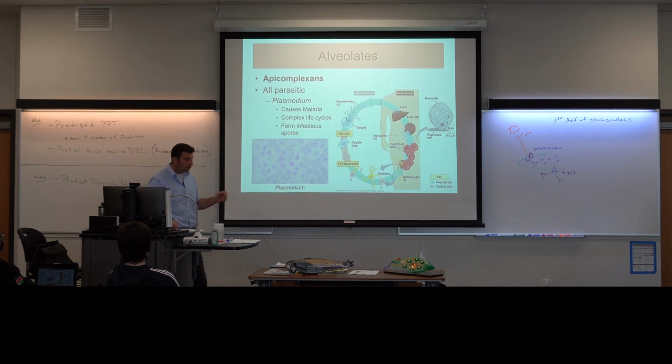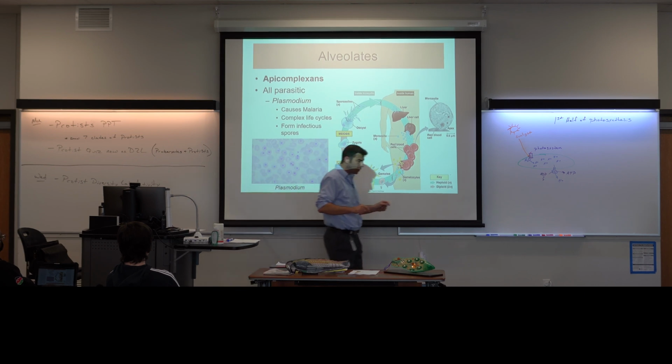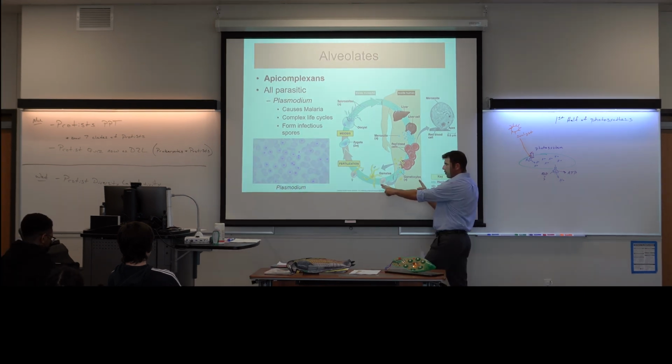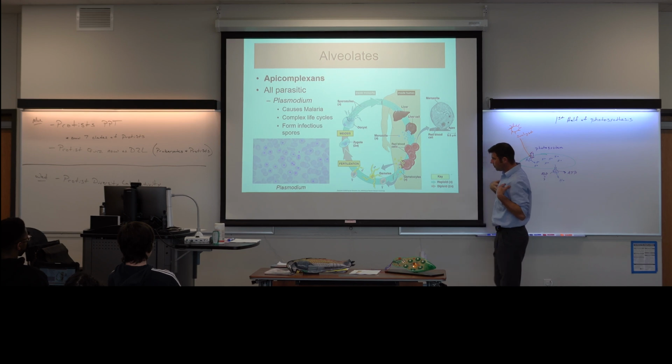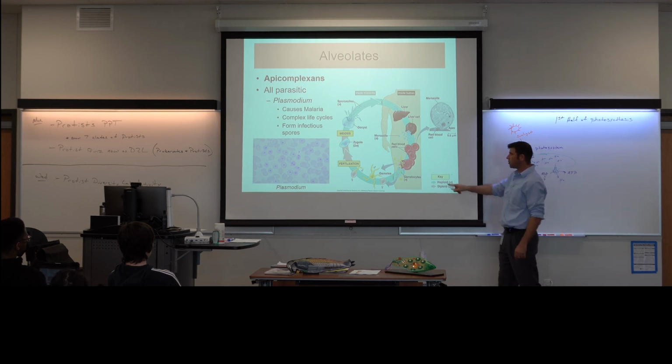It often involves more than one host. What I want to say about the two separate hosts at this point is that one host has a closed circulatory system. So all the blood is enclosed in vessels. This would be mammals. We have a closed circulatory system.